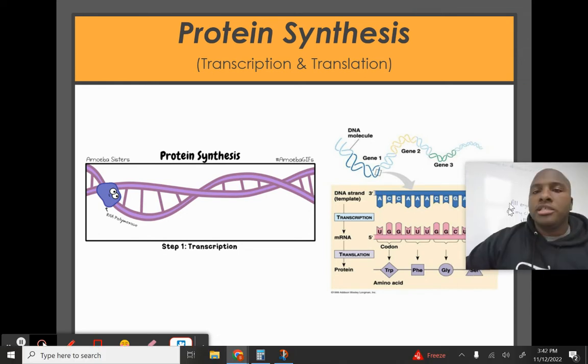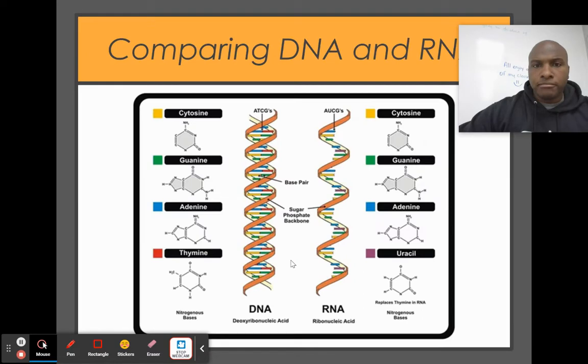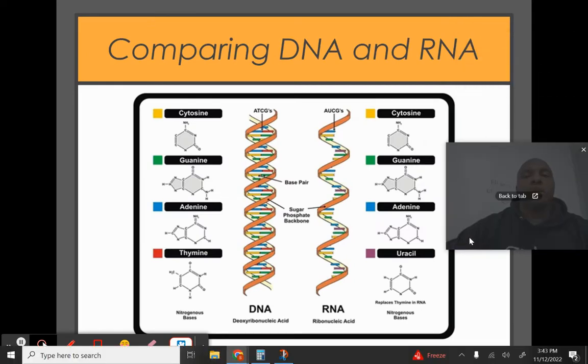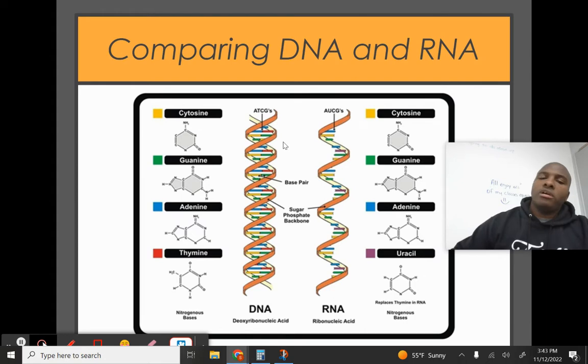Our first stop, again, just taking a visual look at protein synthesis. It is two parts, transcription and translation. The first step being transcription. If we go back to look at our notes on comparing RNA and DNA, we notice one or two distinct things. First off, DNA showing that ever so popular double helix structure, and then RNA is a single strand.